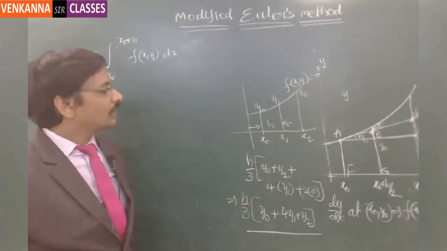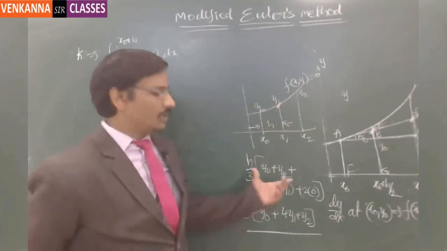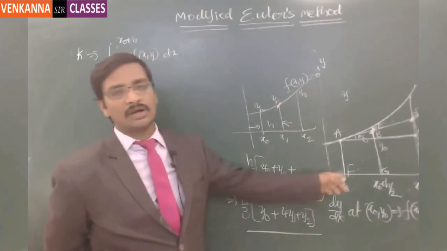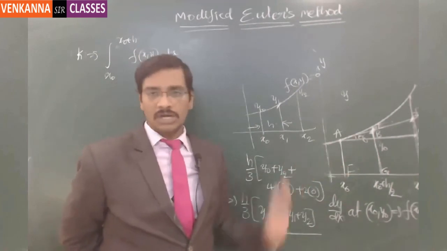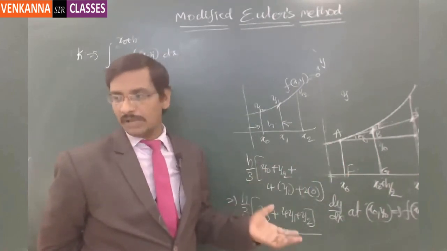Now exactly the same thing we are trying to do here. If you know the value of y1, then you can make use of this Simpson's rule. But here the complexity is that the y value is not known, but we are trying to calculate an approximated value of y there.